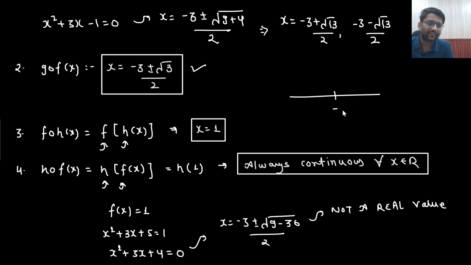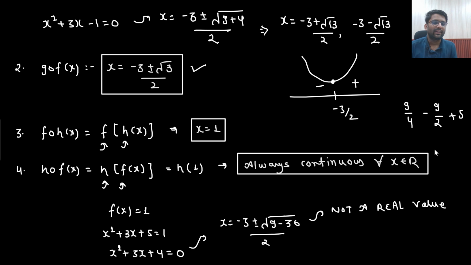Differentiation will come out to be zero at minus 3 by 2. So after minus 3 by 2 you will get positive and before it negative, so the graph will go like this. This is the minimum value that you will be getting. So at minus 3 by 2, what value do we get? 9 by 4 minus 9 by 2 plus 5.